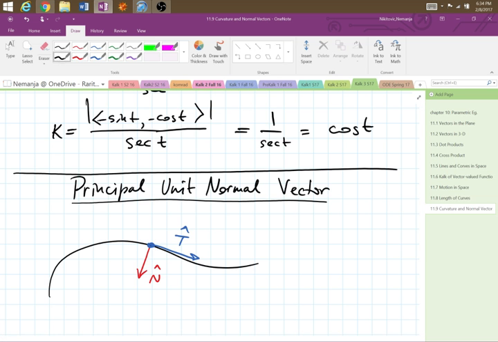Unit tangent vector and unit normal vector are always at 90 degrees, so the dot product between them is 0. They're both unit vectors, which means they get those little hats. Magnitude is 1. And the normal vector is the carrier of the acceleration, inward acceleration. You can see that it points towards the center of the curvature.